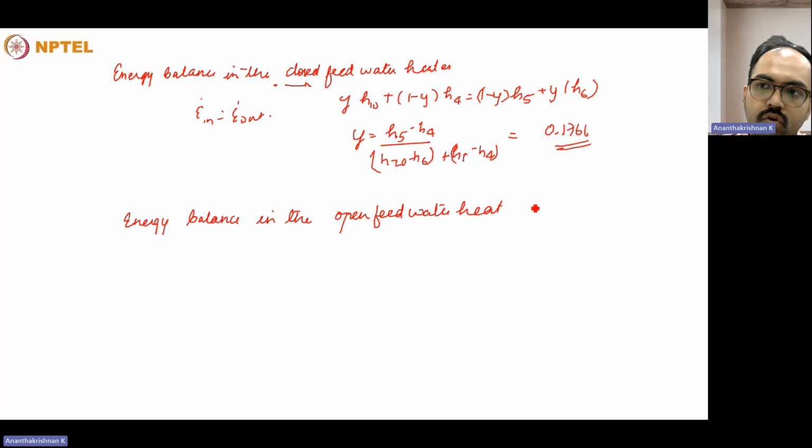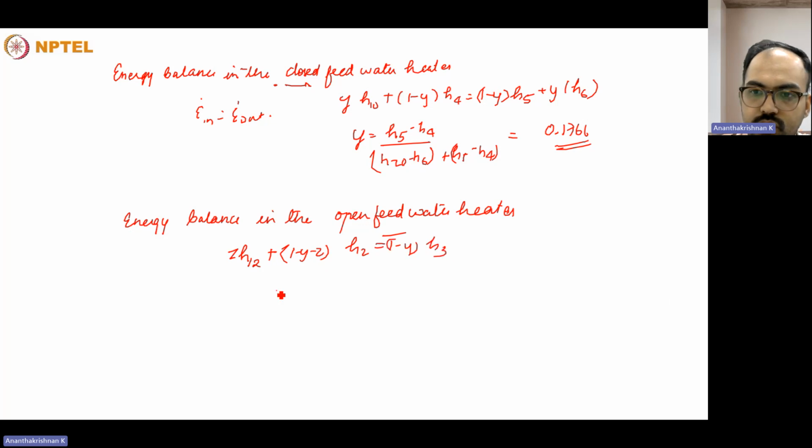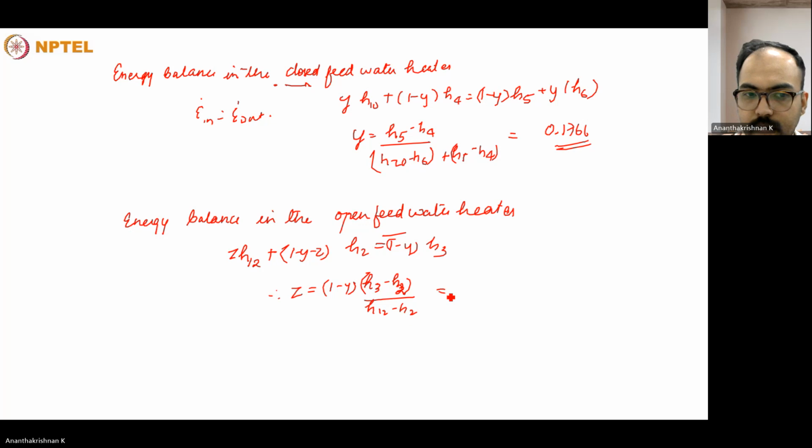So we go from the top down approach. Saying E in equal to E out, here the mixing happens: Z into H12 plus 1 minus Y into H2 is equal to 1 minus Y into H3. So therefore Z is equal to, substitute the values and we'll get 0.1306. So the energy balance in the open feed water heater and closed feed water heater gives us Y and Z, the fractions. Now we move to the mixing chamber.